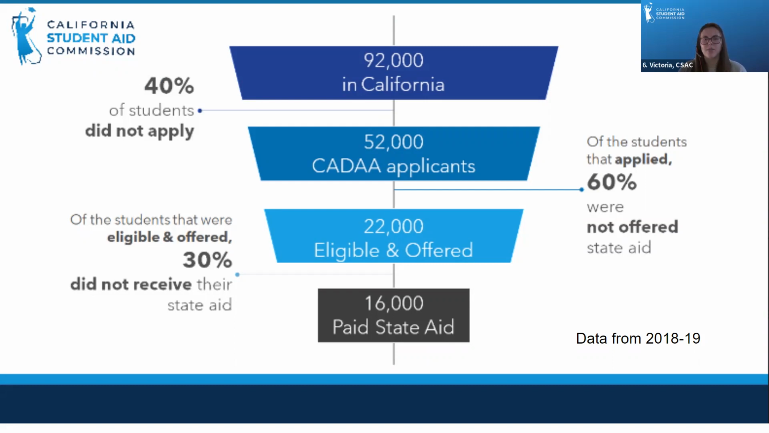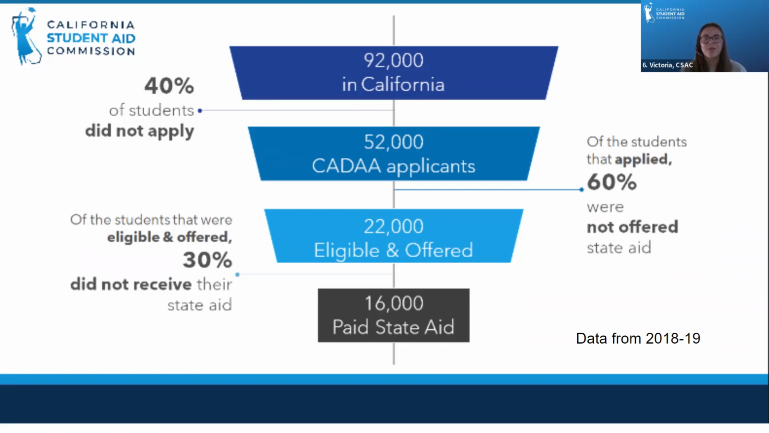That's, correct me if I'm wrong, Nancy, that's just high school seniors, right? Graduating seniors for 92,000? No, 92,000 is the number of all enrolled college students in colleges and universities in California. Gotcha. Okay, thank you.